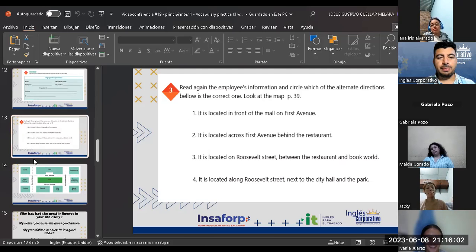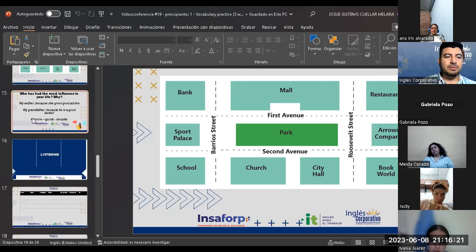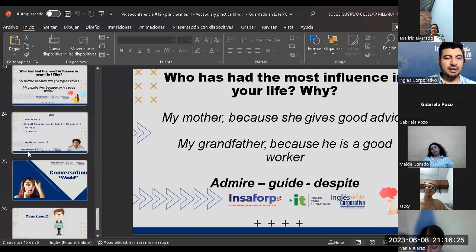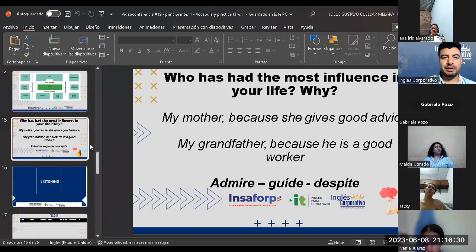What about number three? It's located on Roosevelt Street between the restaurant and the bookstore. On Roosevelt Street, between the restaurant and the bookstore. Can you notice? Esa es la dirección correcta. Okay. Arrows Company. Thank you. Antes de pasar al tema de... Este tema es muy interesante.